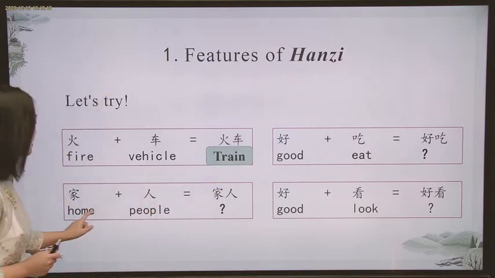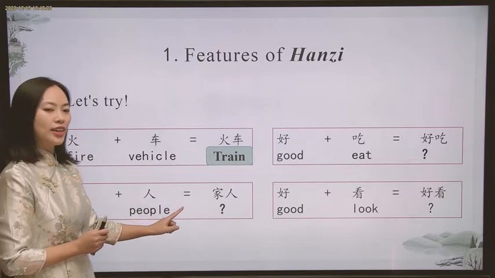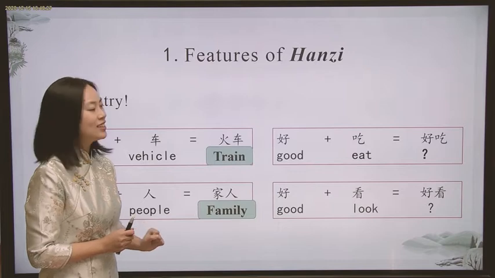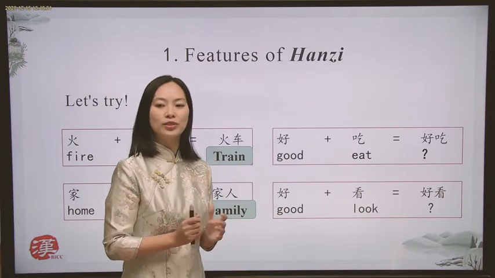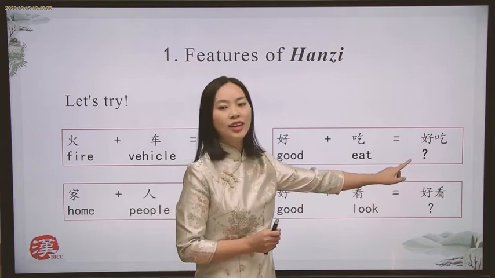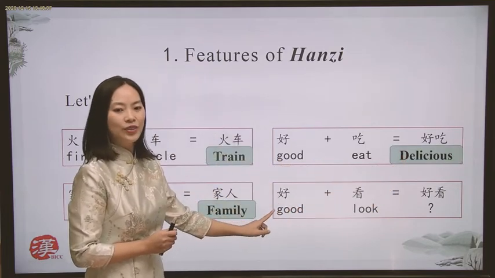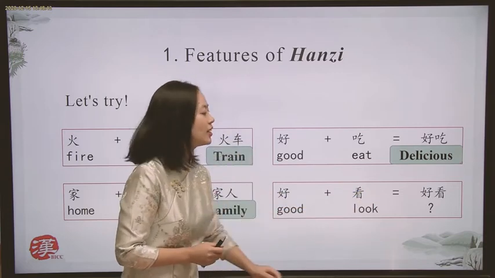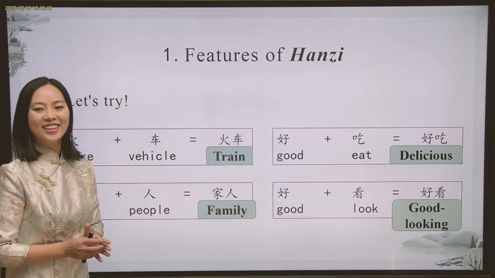This is 家, this is 人. When these two are put together, they form a new word, 家人. This is 好, this is 吃. When these two are put together, they form a new word, 好吃. This is 好, this is 看. When these two are put together, they form a new word, 好看. Did you get them correctly?